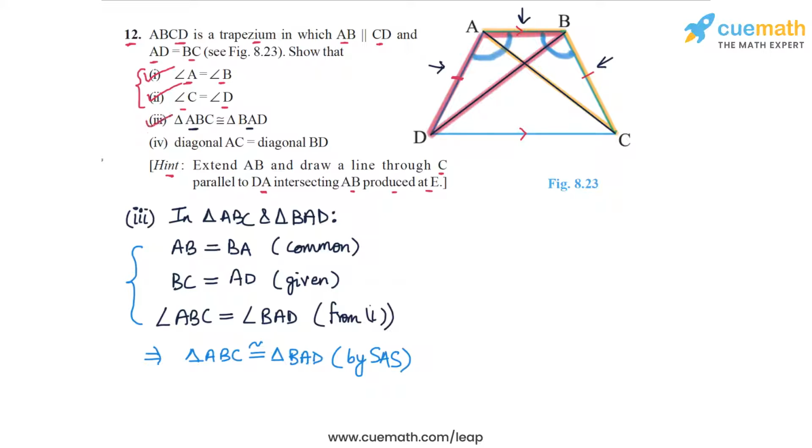That proves part 3. And now in part 4 we have to prove that AC and BD are equal, but AC is this side and BD is this side. These are simply the corresponding sides of the 2 triangles we have proven as congruent. So we can straight away write AC is equal to BD by CPCT, by corresponding parts of congruent triangles for these 2 congruent triangles ABC and BAD. So that proves part 4. And with this we have completed all the 4 parts of question number 12.